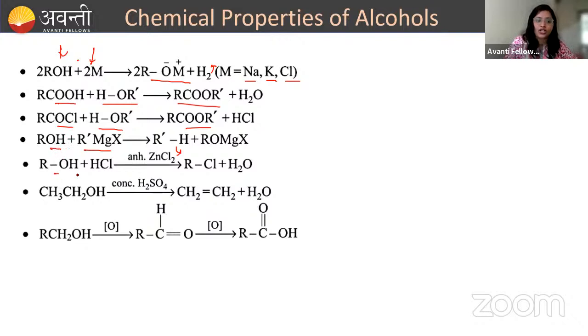Next, this is a very, very important reaction. When alcohol reacts with HCl in presence of anhydrous ZnCl2, what happens? There is formation of alkyl halide. Yesterday also we saw this reaction, when alcohol reacts with HCl there is formation of haloalkanes, right? If alcohol reacts in presence of concentrated H2SO4, there will be formation of alkene. This reaction we also saw in the alkene chapter. Now, when we do the oxidation of alcohol, we get aldehyde. But when we do the oxidation of aldehyde, we get its respective acid.